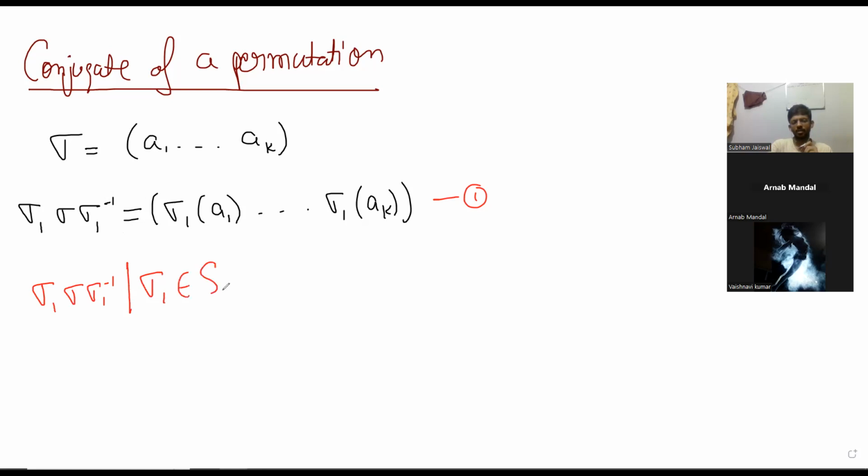Any answers? Now you can just answer this. Sigma 1 is changing, so you have the freedom to change sigma 1. It will be the conjugate, all K cycles. Exactly. The conjugacy class, right? The conjugacy class will be all K cycles.